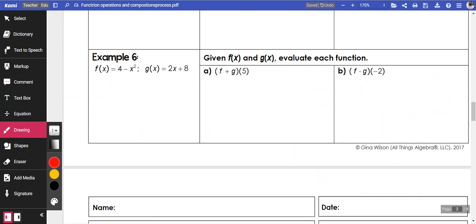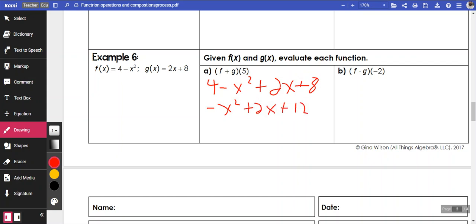So the other thing you talk about is evaluating functions. If you look at this, you've got the function f and the function g. They want you to add them, and they also want you to plug in 5, so it's a combination of both. This one, we add them together. We get 4 minus x squared plus 2x plus 8. To make that prettier, we're going to say negative x squared plus 2x plus 12.